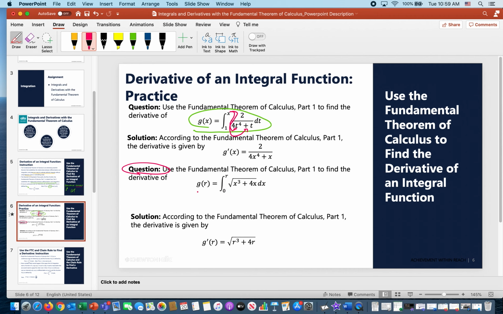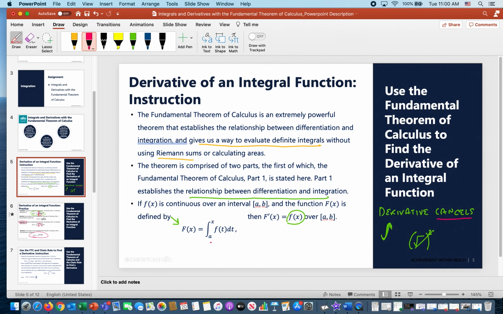Okay, so in the second one right here, here's another question. Find the derivative of g of r. So g prime of r is going to equal the square root, and I just plug r in for x right here, and this is the derivative with respect to r. So it's really, really that simple. Simply plug in that upper boundary. Now here's the thing that we have to realize, and this is the only time this is going to work. When we identify F of x as the integral from a constant to a variable. So that is the situation that has to be in play when we're looking at these problems.